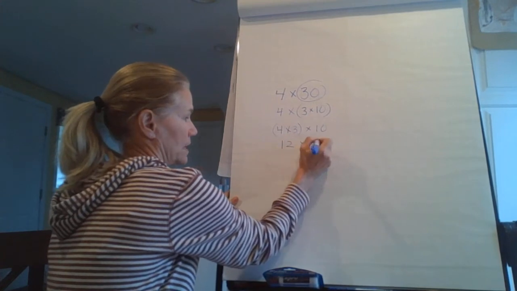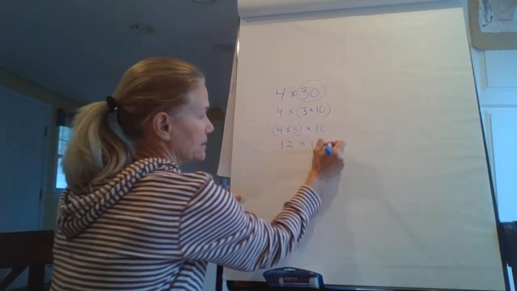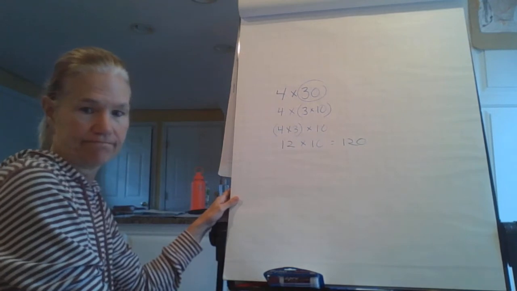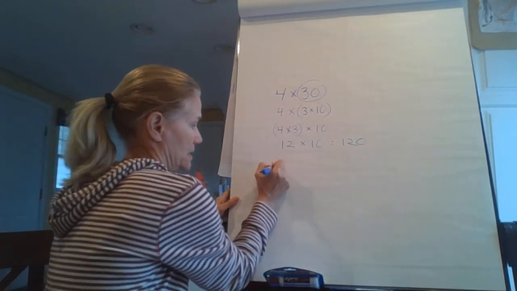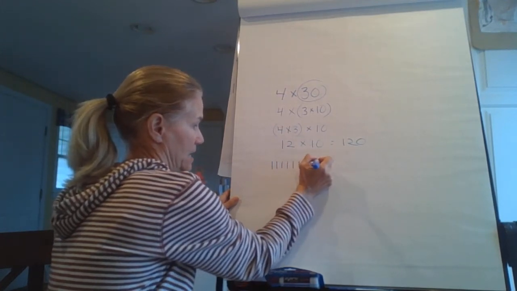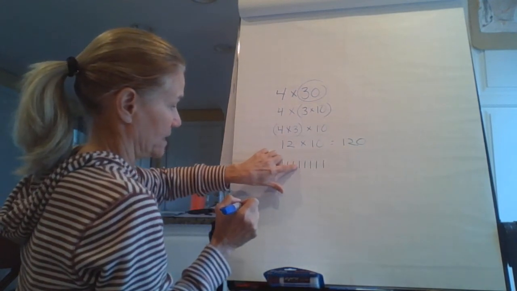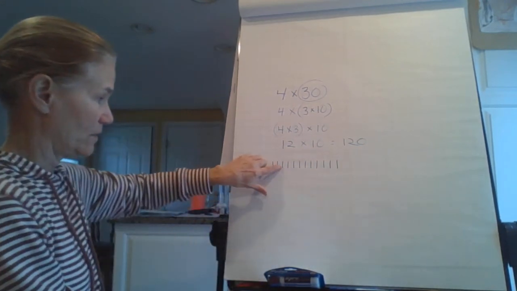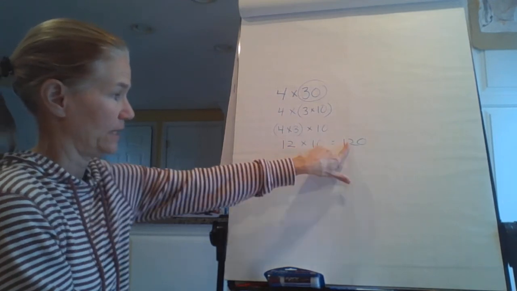12 times 10. Now I know anything times 10 is itself, 12 and a 0. I can prove that. 12 groups of 10. 10, 20, 30, 40, 50, 60, 70, 80, 90, 100, 110, 120. I still get the same answer.